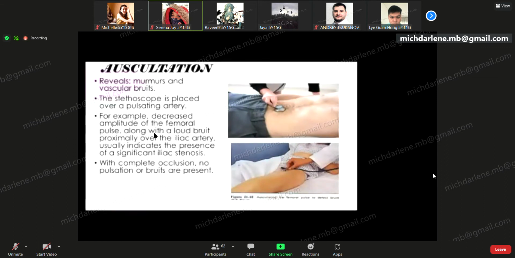Absence of pulsation proximal to the iliac artery usually indicates the presence of a significant iliac stenosis. With complete occlusion, no pulsation or bruits are present.